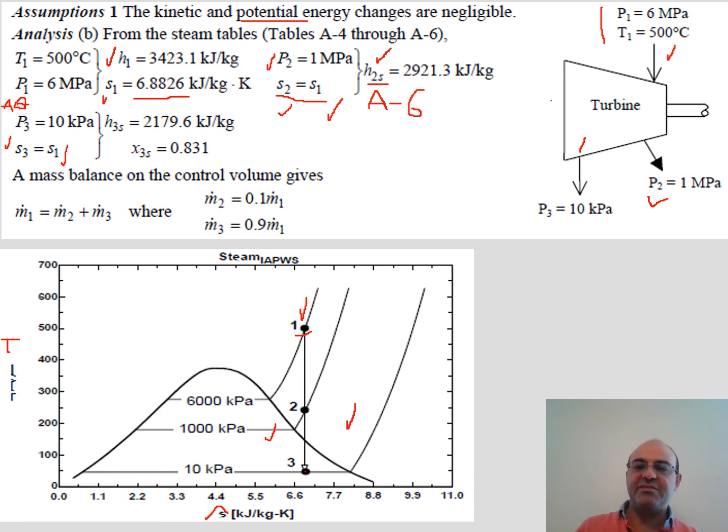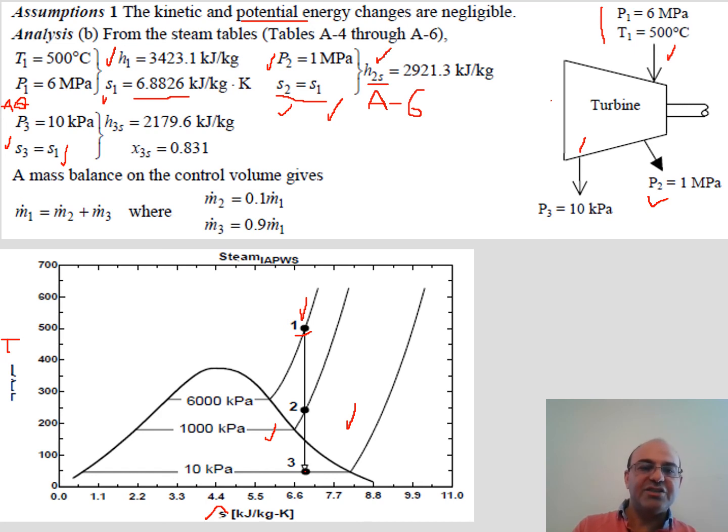So it exits the turbine when it is already in the two-phase region, but it is very close to the saturated region. And the reason is that we don't want too much water or moisture in the mixture, because the water or droplets would damage the turbine blade. So therefore, point 3, the exit from the turbine, is usually under the dome, two-phase, but very close to the right.